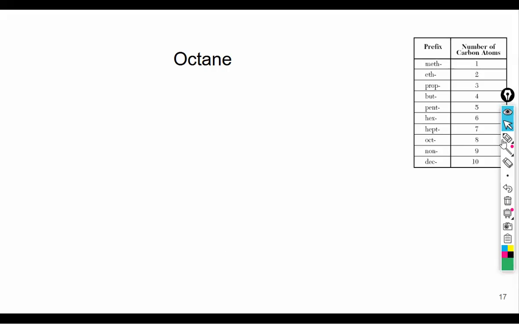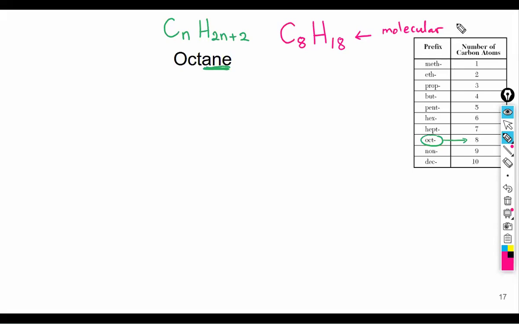So it's octane. If you look closely here, octane is 8 carbons. So remember the formula for alkanes, and you know it's an alkane because it ends with the word ANE. CnH2n+2. So to get the molecular formula, which should be the easiest thing, it is C8. 2 times 8 is 16. 16 plus 2 is 18. So this here is your molecular formula.